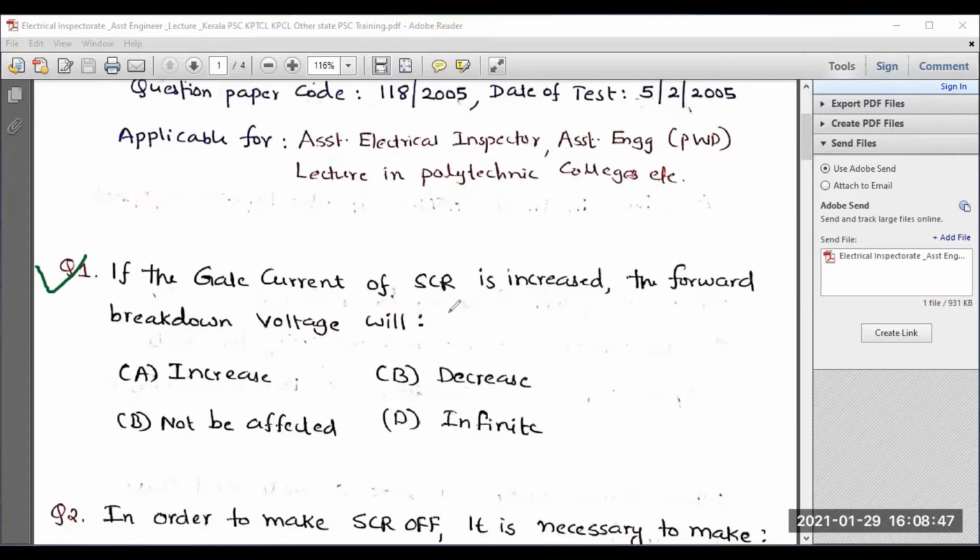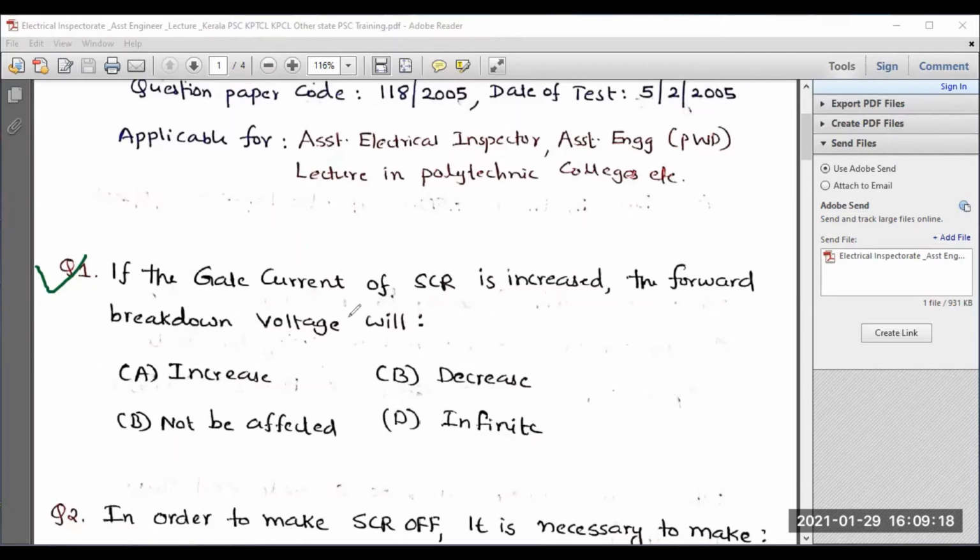Anyway, you know SCR is a control device. For turning on SCR, we require a gating current. Once SCR is on, even though I remove the gate current, SCR will continue in its on state only. It never goes to the off state. That is one point. Then another point: as the gating current increases, what will happen? The SCR turn-on will take place very fast. Quickly SCR will turn on.